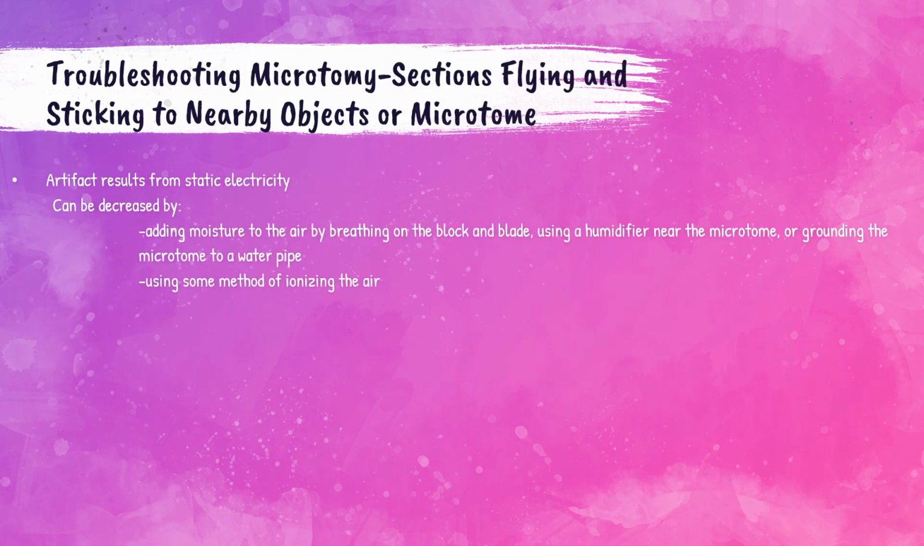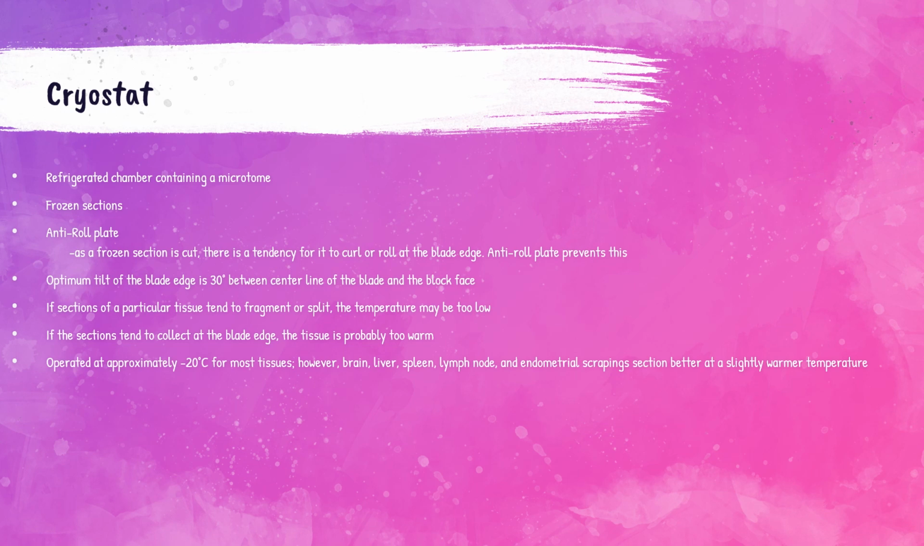All right, so that's it for microtomes. Let's start talking a little bit about the cryostat. A cryostat is a refrigerated chamber that contains a rotary microtome. This is a device that is used to create frozen sections. The knife must be kept sharp, just like with other microtomes. And actually a wedge-shaped knife is most commonly used in these.